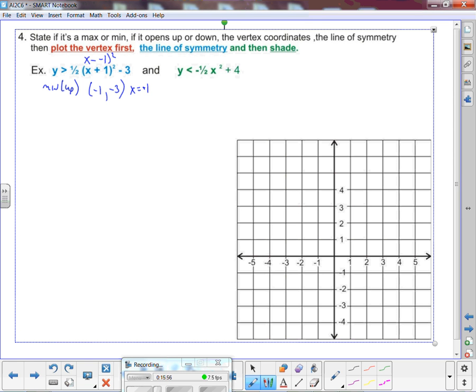All right, remember, the first thing you always do is plot the vertex. -1, -3, I'm right there. Line of symmetry is right here. Boy, my orientation is off. Sorry about that. Okay, now I need an XY chart to continue on.